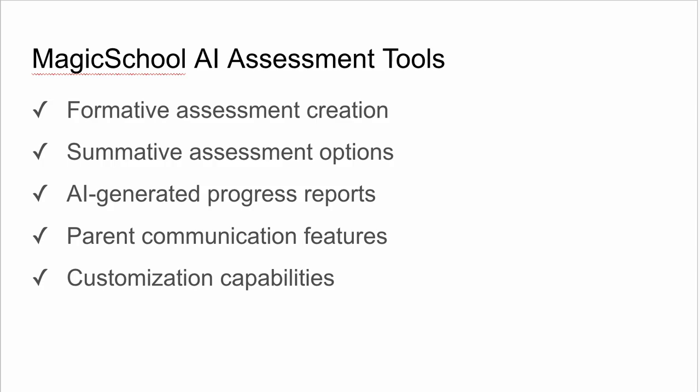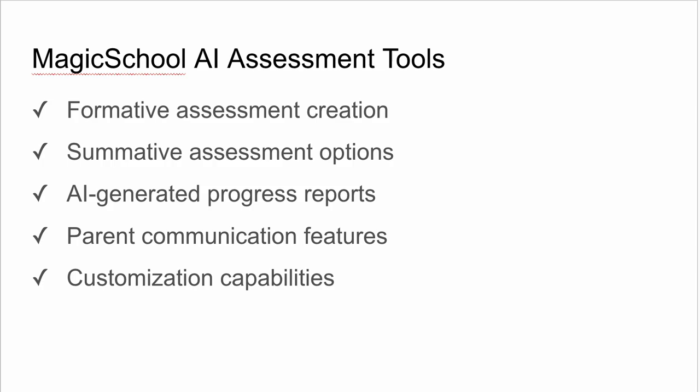MagicSchool helps you create quick checks to see if your students understand. You can make exit tickets, short quizzes, and practice quizzes. The AI suggestions are based on what you're teaching. The summative assessment option is great for end of unit tests. MagicSchool offers many choices. You can create tests with different question types: multiple choice, short answers, essay questions. The AI helps grade objective questions automatically.